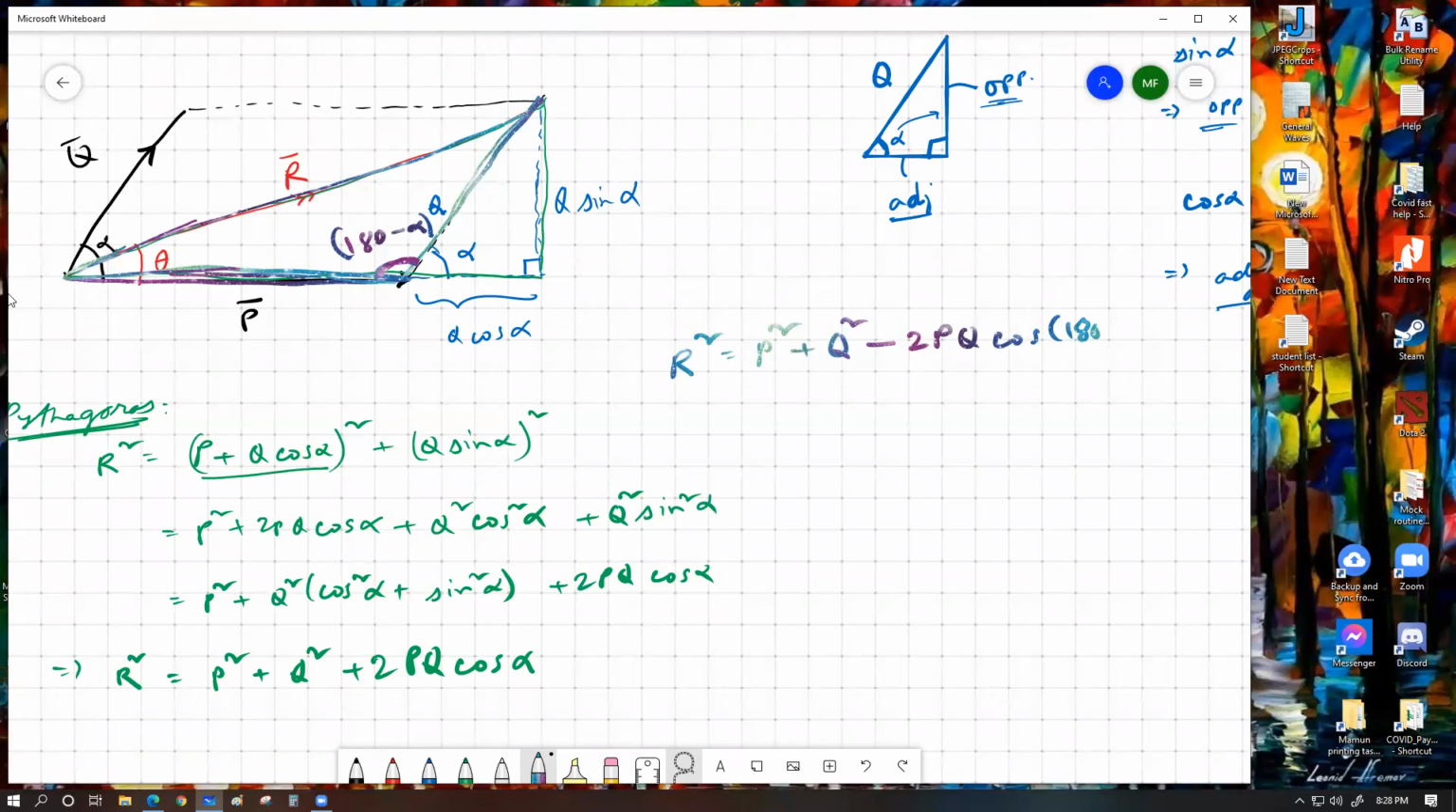ঠিক না? এখন cos 180 minus alpha value কত? এইটুকুর ভ্যালু কি? minus cos alpha. এইটুকুর ভ্যালু হচ্ছে minus cos alpha, which means ultimately what you're gonna get is p square plus q square plus 2pq cos alpha.